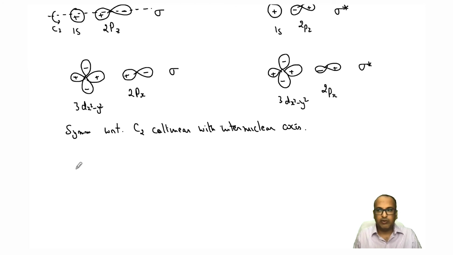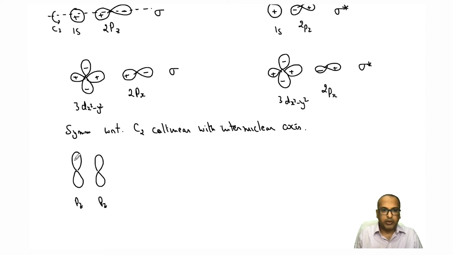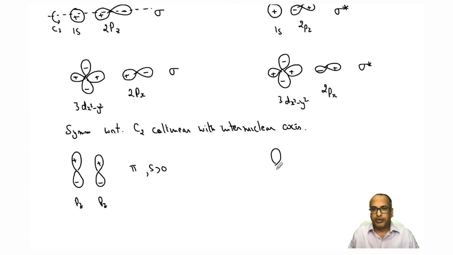So pi pi star interactions will be sideways interaction of these lobes. So for example, if I have pz interacting with pz, and I have positive phase interacting with positive phase, negative interacting with negative, then this would be called as pi interaction. Again, S will be greater than 0 here, because this is bonding interaction. This will lead to pi bond, this will lead to sigma bond.